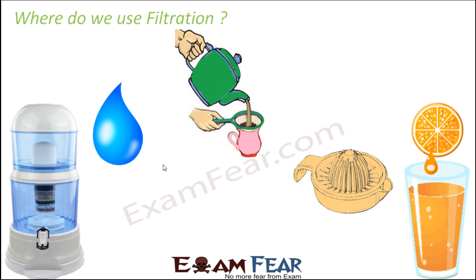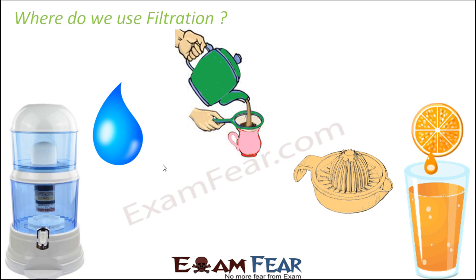Think of making juices. How do you make juice? Let's say you have oranges and you want to make orange juice. If you do not make use of a filter, your juice will also contain the seeds of the oranges. And would you like to have seeds along with the juice? No. So that's why you have filters.